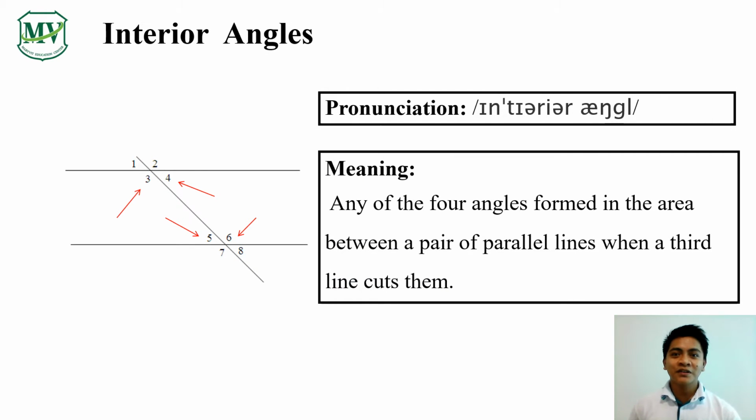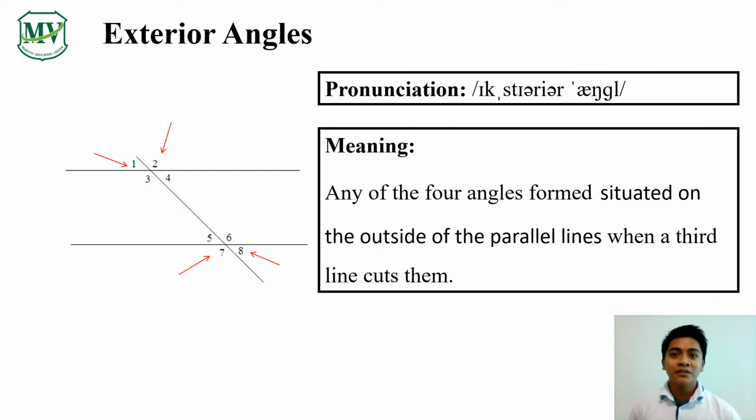Please say the word with me. Interior angles. Well done! Can you read the meaning with me? Any of the four angles formed in the area between a pair of parallel lines when a third line cuts them. Excellent! Next.